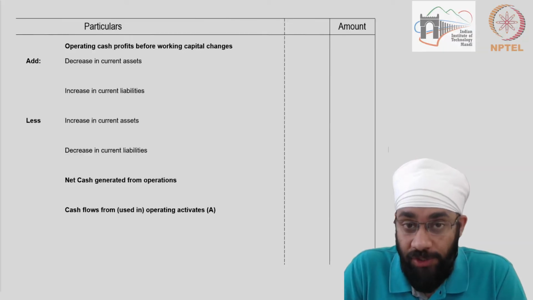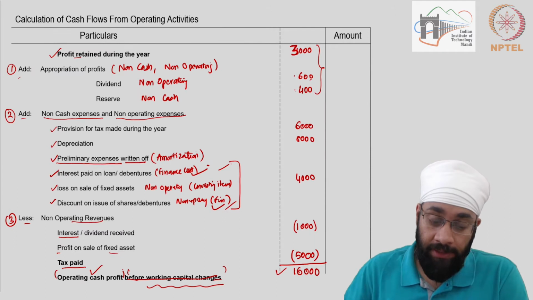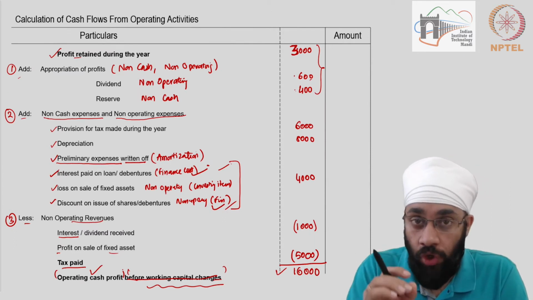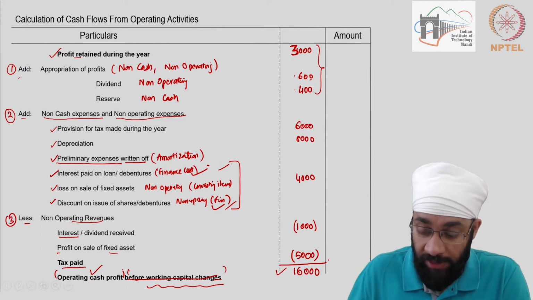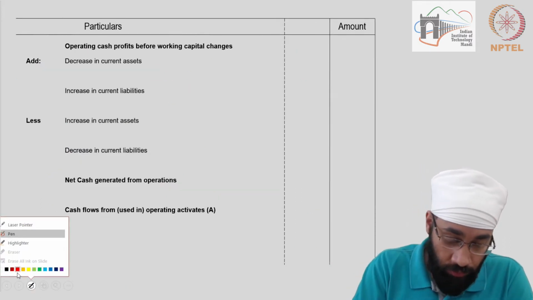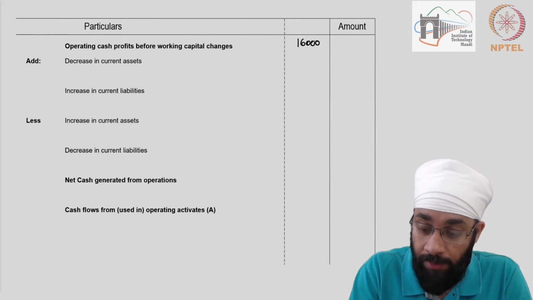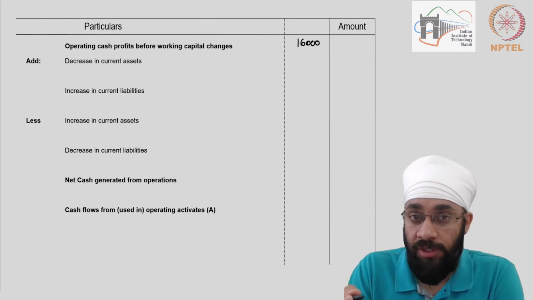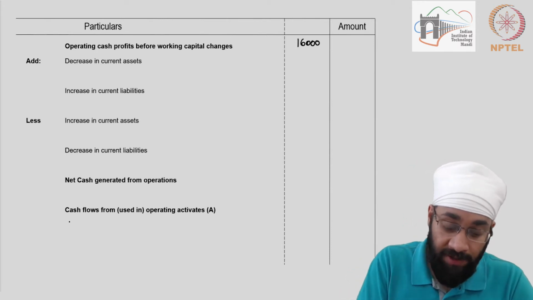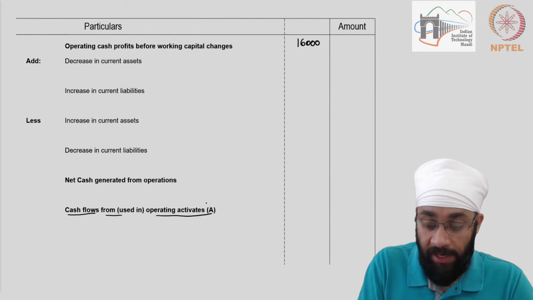This is a continuation of the previous video. In the last video, we looked at the calculation of cash operating profit, and we found this out to be 16,000. I'm going to write that number here. 16,000 is the cash operating profit. However, there are working capital changes which need to be made to this number to arrive at the final number, which is cash flows from operating activities.